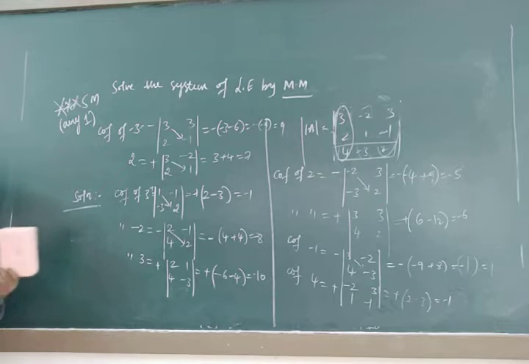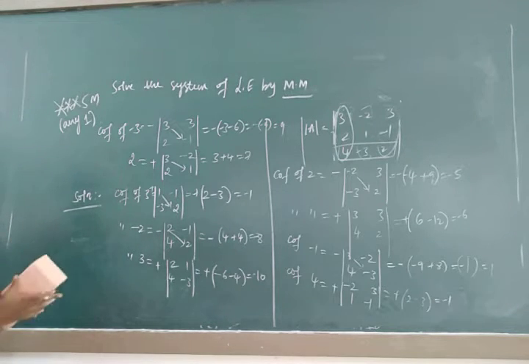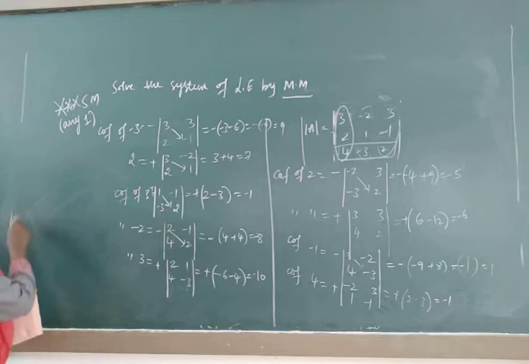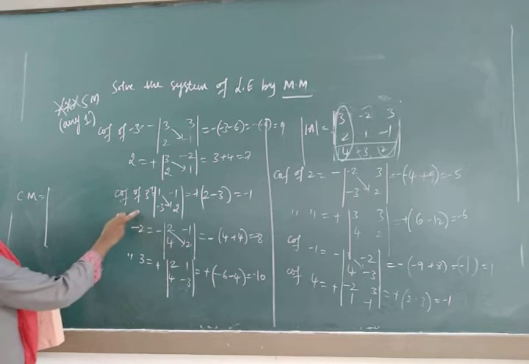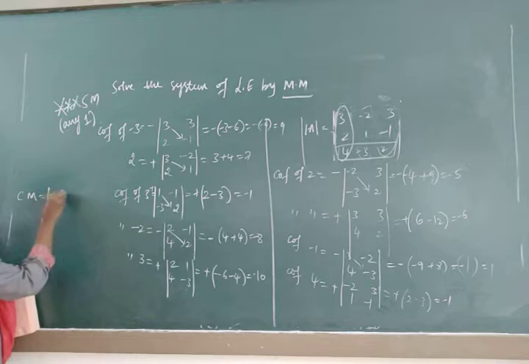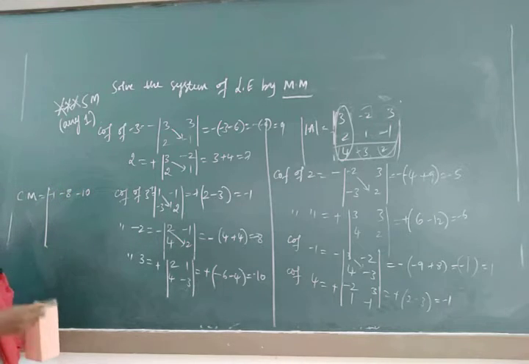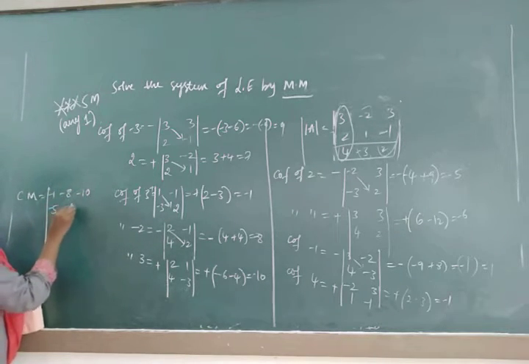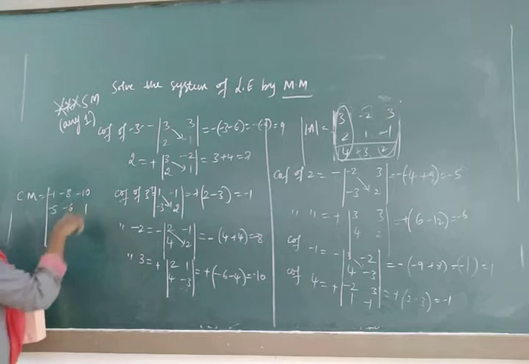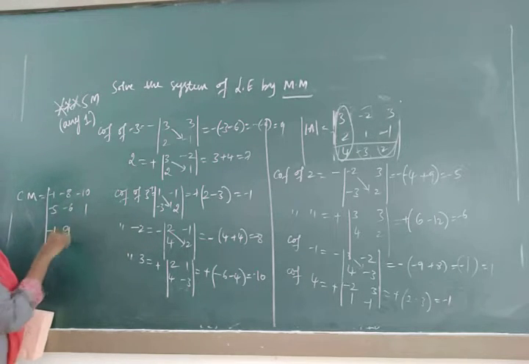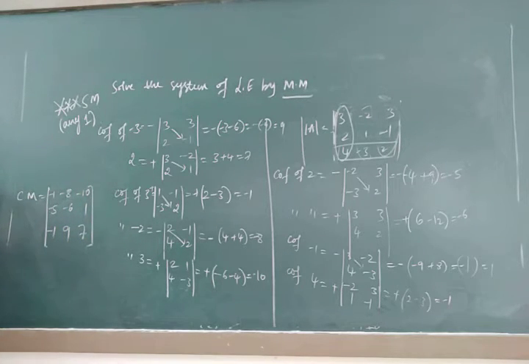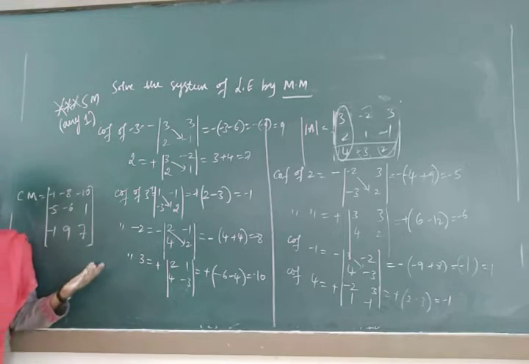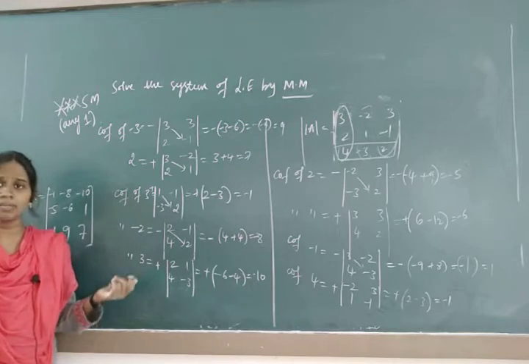Okay, now you replace these values in the cofactor matrix. Therefore the cofactor matrix equals, what is our first value? From the beginning, it's a minus 1, minus 8, minus 10. Next minus 5, minus 6, and 1. The third one is minus 1, 9, 7. This is about the cofactor matrix. This is not a new concept. Look at the last session, we have already taken the inverse concept.